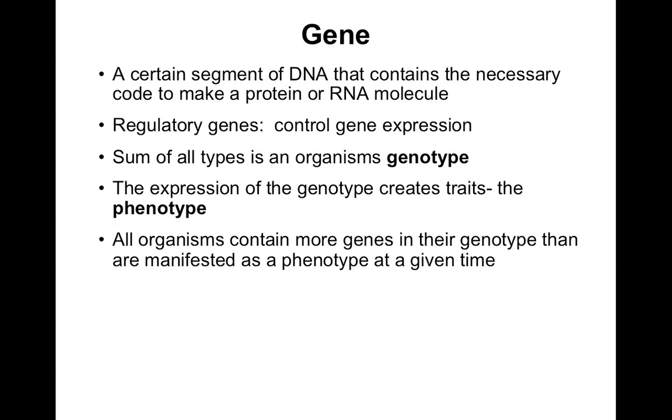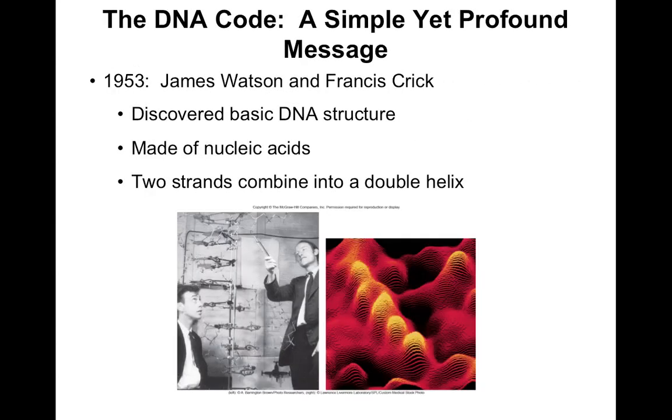And this is all done by regulation, which we'll explain in a little bit. So the DNA code is just a simple yet profound message. It was discovered in 1953 by Watson and Crick. It's basically made up of 4 nucleic acids and 2 strands combined into a double helical form. So it's this combination of these 4 different nucleic acids in different sequences, and this gives the wide variety of life we see today.